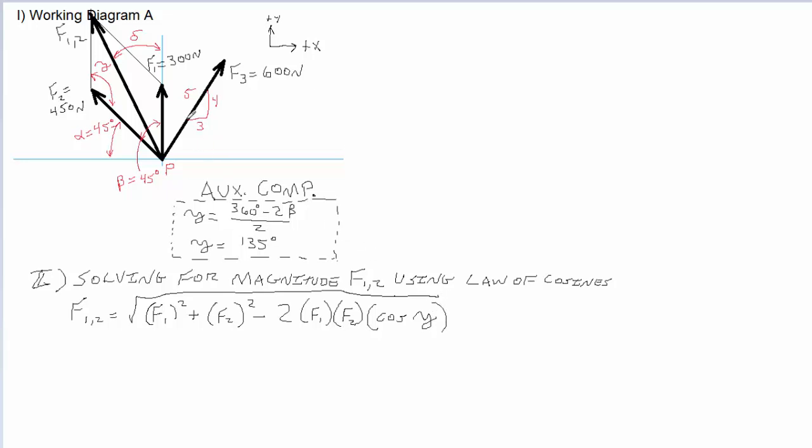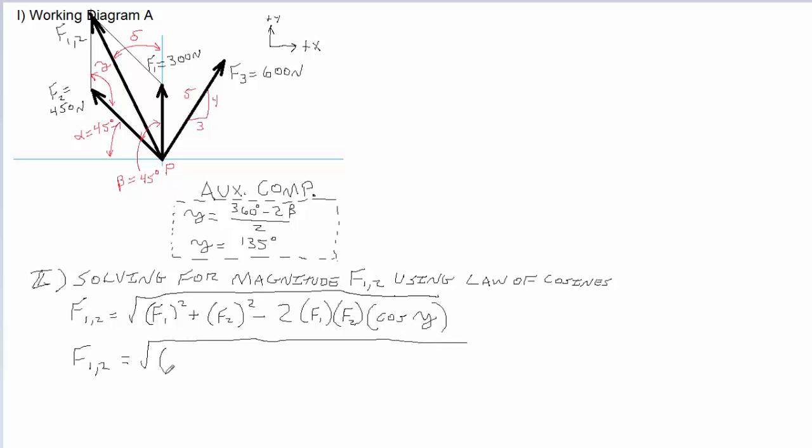Whenever you do this law of cosines, you want to make sure that the angle you're using is not touching the vector you're trying to solve. It's across from it, directly opposite to it. So now I've got my equation with my variables solved for my unknown on the left. Now we rewrite the equation, but this time we put in the actual number values.